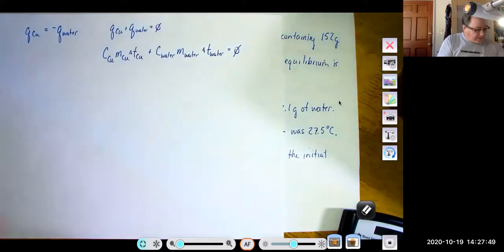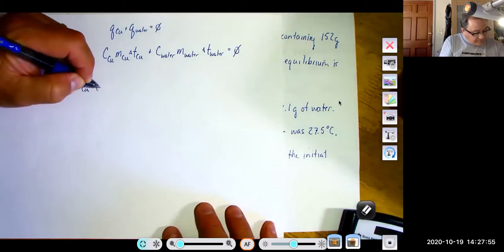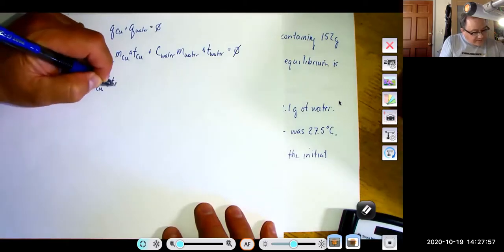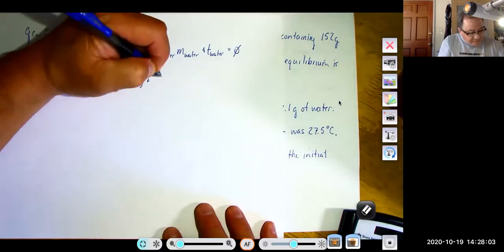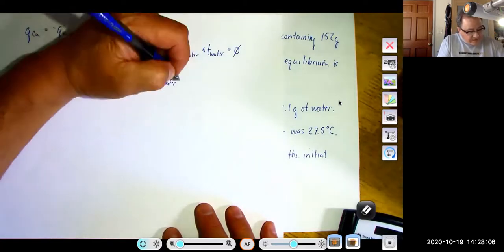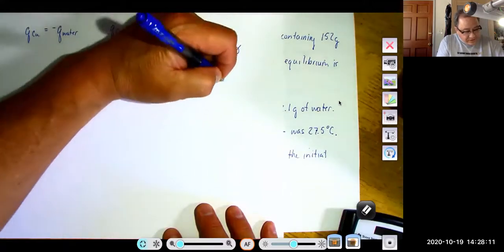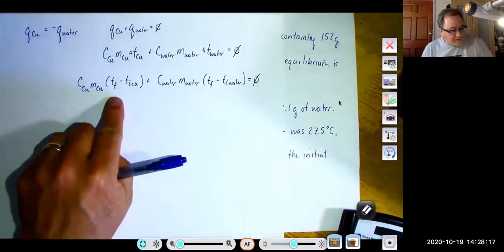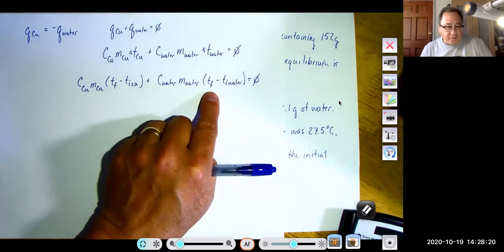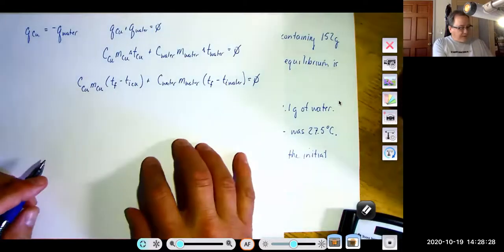Now I'm going to write some more stuff out. I'm going to write C of the copper, mass of the copper, T final minus T initial of the copper, plus C of the water, mass of the water, T final minus T initial of the water is equal to 0. Now you'll notice I wrote TF here and TF here. I didn't write T final for the water and T final for the copper because they are the same final temp. Okay, so now what do we want to do?